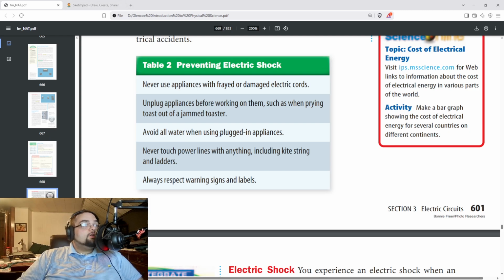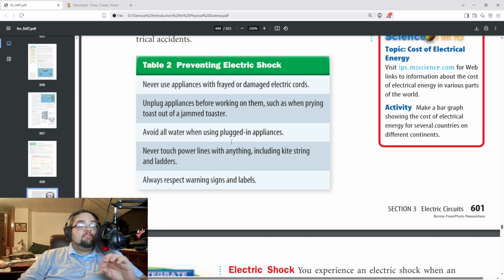Avoid all water when using plugged-in appliances. Water conducts electricity really well. So don't be wet. All right? Don't wash your hands before working on electricity. In fact, try and keep them dry. Dry skin does not conduct electricity. It's a great insulator. Never touch power lines with anything.